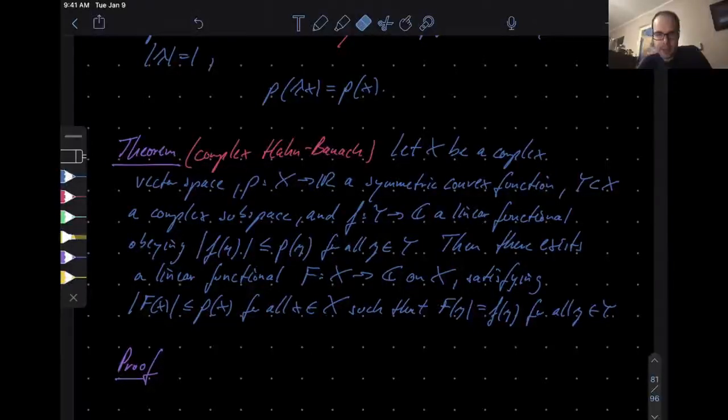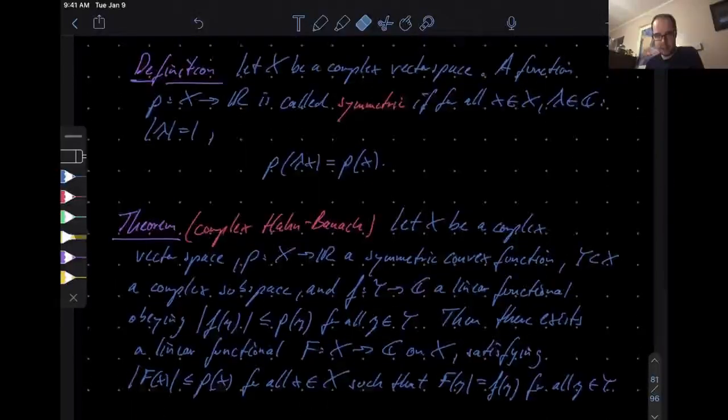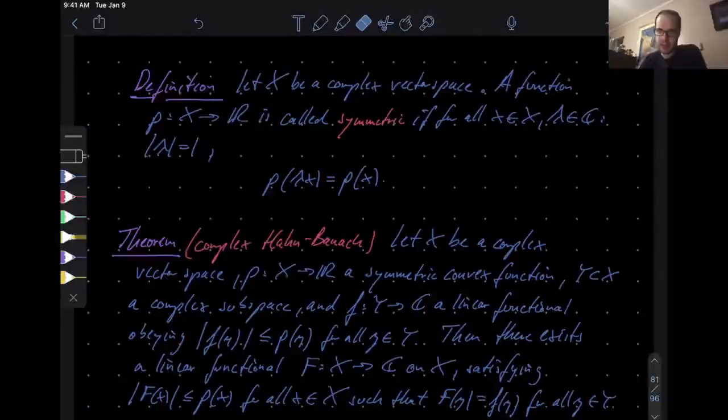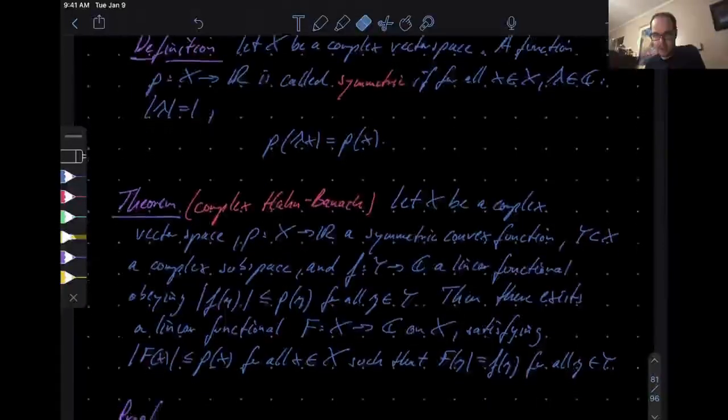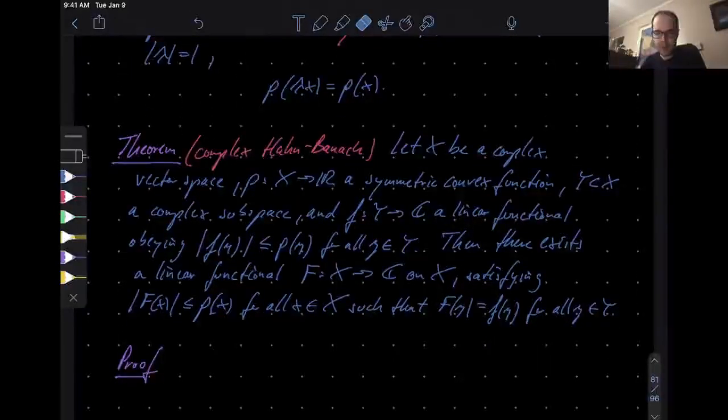So this one is concerned with complex vector spaces, X, so vector spaces over the complex number field, given a symmetric convex function. So convex functions we used in the real Hahn-Banach theorem. The symmetric constraint here means it's essentially rotation invariant. Then you have a complex subspace Y and a linear functional that is dominated in complex modulus by that symmetric convex function on Y. This is everything that's written up to this point.